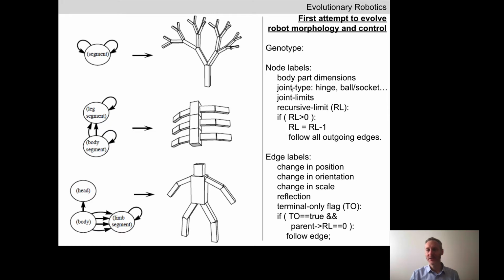Inside the node, there is also information about the joint that connects that body part back to its parent body part. I should have put up my whiteboard today. My apologies. I didn't, so I'm going to have to act this out.